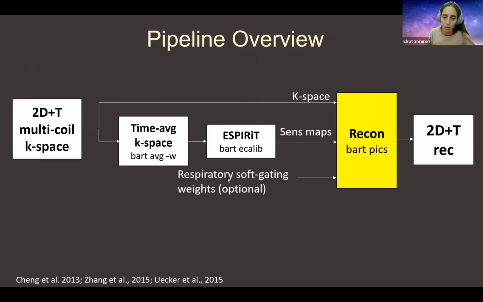And in this case, we will also use respiratory soft gating weights. Now, this is an optional input. You can use that if you have accessibility to gating signals or soft gating weights. I will explain that shortly later. But if you don't have such an input and you still have dynamic MRI data and you want to do your reconstruction for it, then no worries. You can definitely run BART pics without this. This is completely optional. All right, so now let's dive into the reconstruction with BART pics.